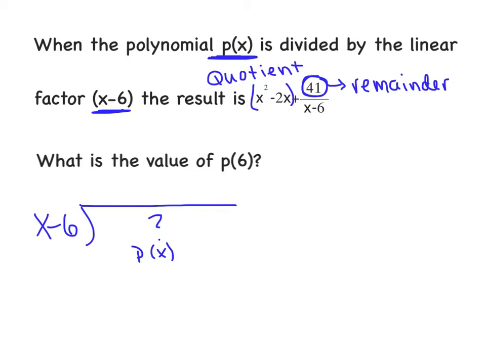Okay? So what's the value of p of 6? Guess what? We don't even have to do any work. You automatically know that p of 6 is equal to 41 because that's the remainder. And so all it is just kind of recognizing their terminology and what everything means. And it's if you can find the remainder, you got your answer and you're done.